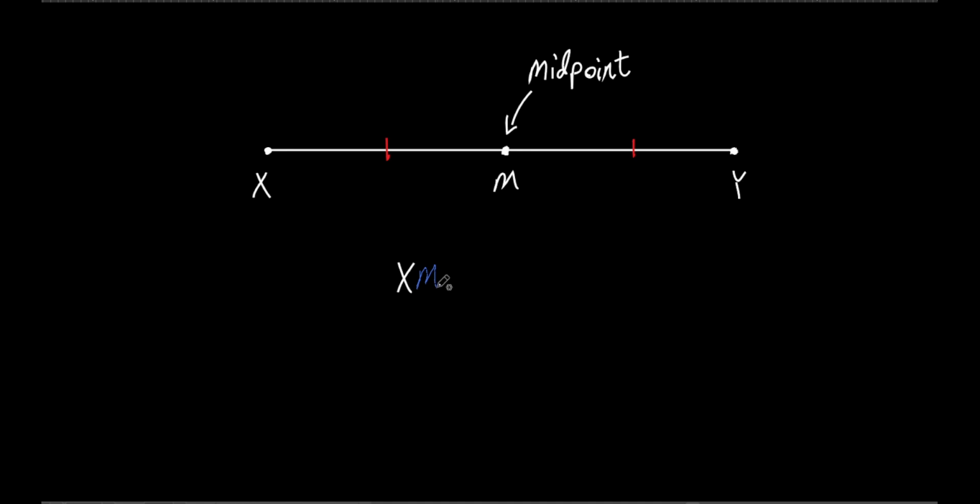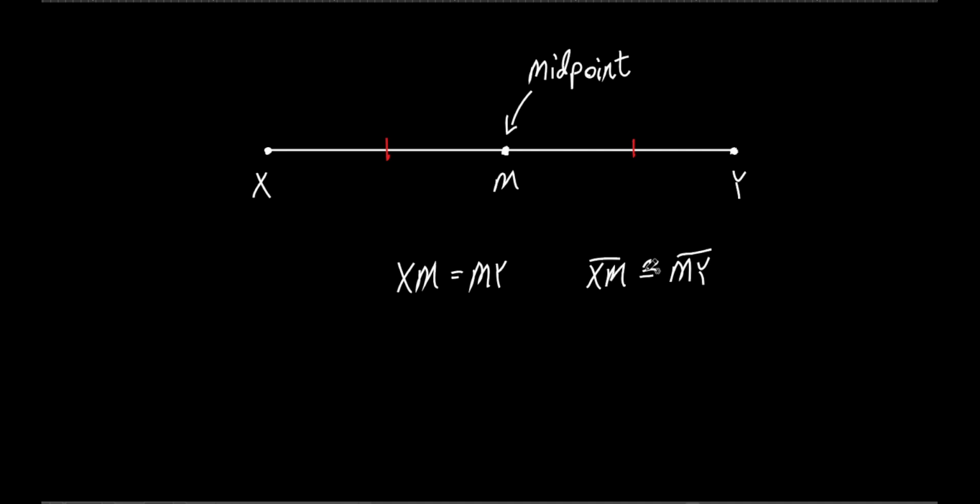Which means that XM is equal to what? MY. So the length of XM is equal to the length of MY. Or you could say it like this. You could say line segment XM is congruent to line segment MY. It's a subtle difference. A lot of students don't understand the difference between them. This just means the length of the two segments are equal. This means that the line segments themselves are congruent to each other. All right? So there you go.